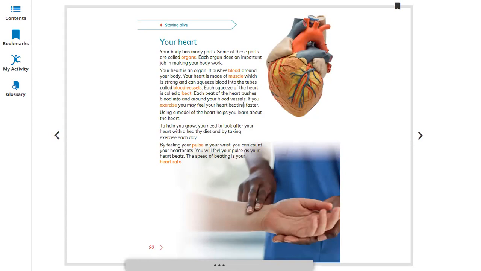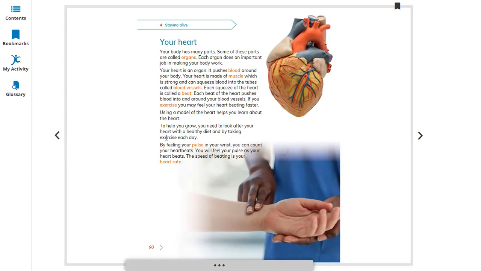If any part of your body has a little cut or is injured, you can see at the same time the blood starts coming. So each of your body parts is all controlled by your heart. If you exercise, you may feel your heart beating faster. Using a model of the heart helps you learn about the heart. To help you grow, you need to look after your heart.